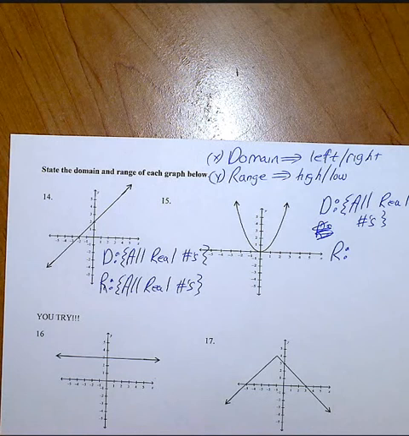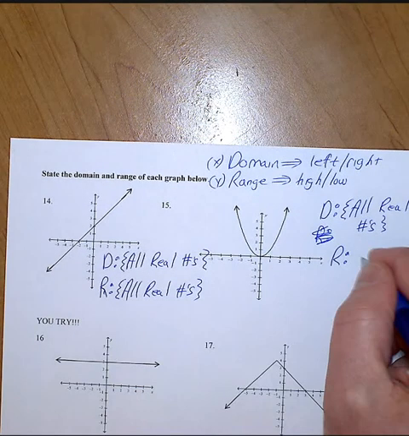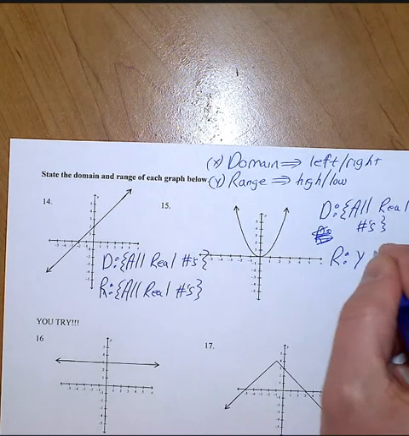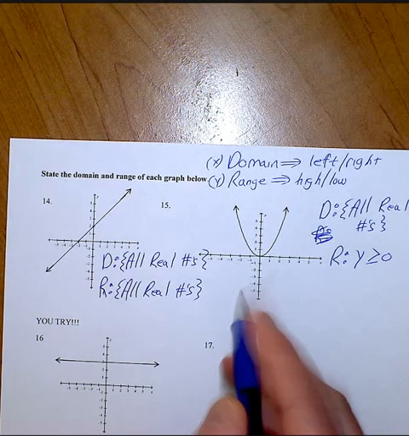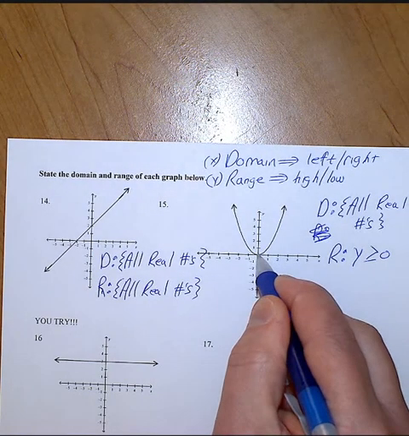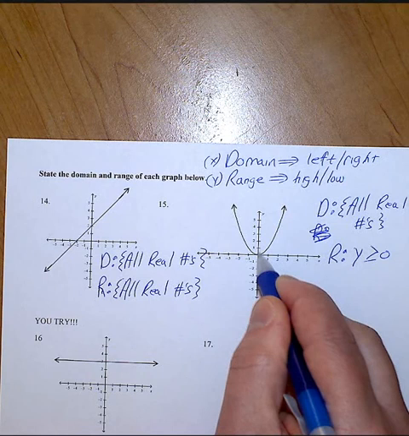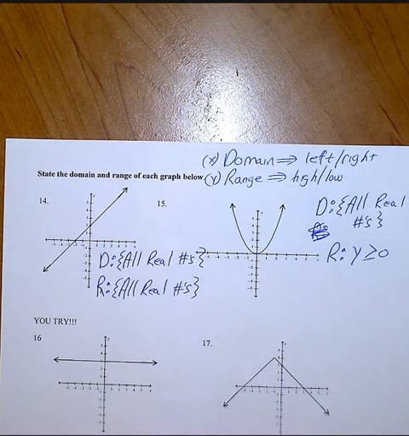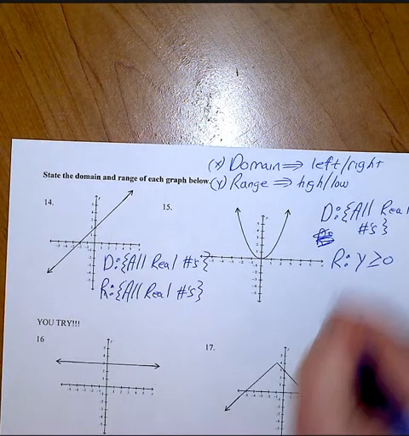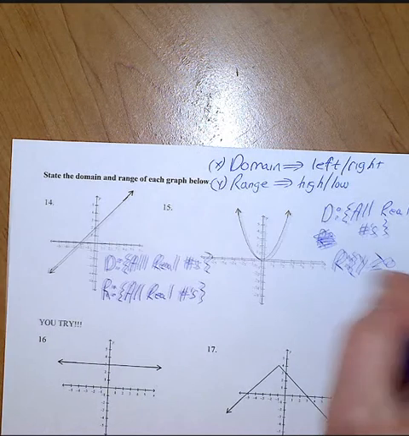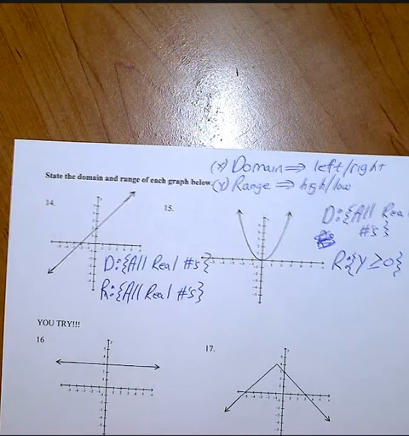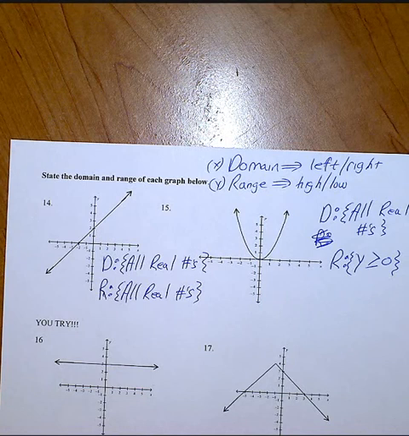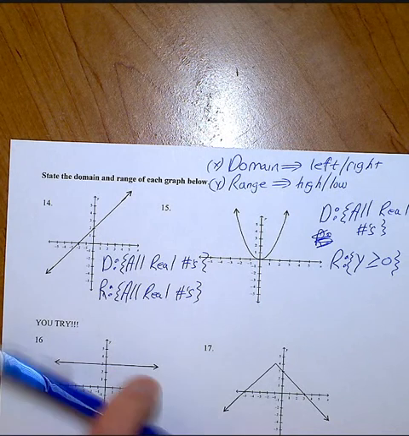So how do we say that? Well, we're going to talk about range with y values. Y is going to be greater than or equal to 0. So y's are greater than or equal to 0. 0, 1, 2, 3, 4, all the way up. So we can put our squiggly brackets around this if we want. So that's the domain and range off of a graph. How high or how low for the range. Domain, how far left, how far right.